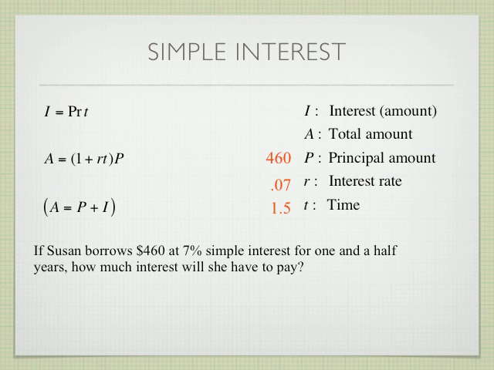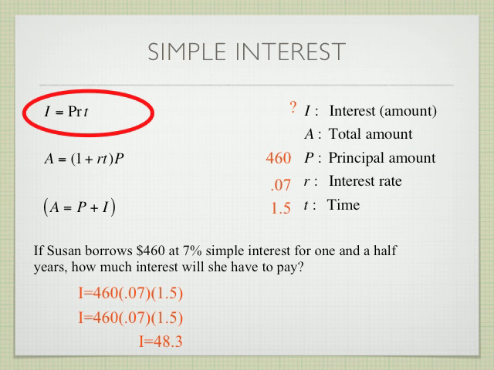Now, I don't know which formula to use. That's the reason I need a question mark. Let's see what question is being asked. How much interest will she have to pay? That's looking for the dollar amount of interest. That puts a question mark by I. Then immediately I know I want my I formula. So I know I have I equals PRT. Plug in everything I know. So I is equal to P, which is 460, times R, which is 0.07, times T, which is 1.5. Multiply them together and I get that I is equal to 48.3. So Susan pays $48.30 in interest. Don't forget your units, they're important.